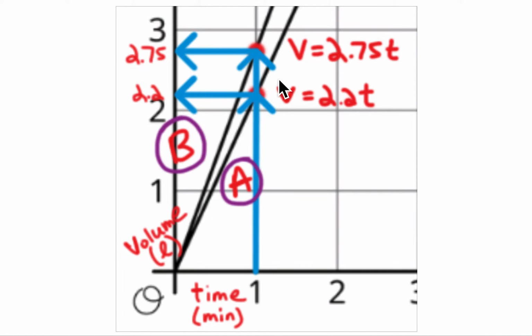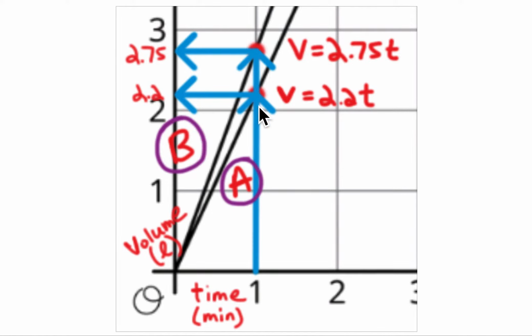On the other hand, tank B is actually filling faster. So in 1 minute, tank B fills 2 7/5 liters. So in 2 minutes, tank B would fill 2 times 2 7/5, which is 5.5 liters.